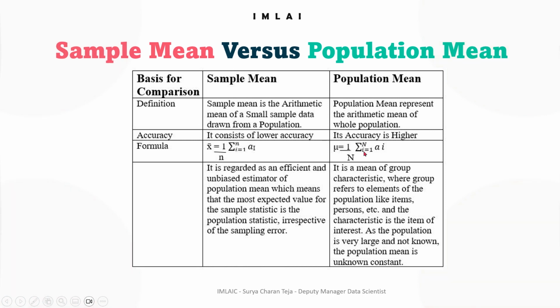Okay. So sample mean is regarded as an efficient and unbiased estimator of population mean, which means that the most expected value for the sample statistic is the population statistic irrespective of the sampling error. So then it's a mean of a group characteristic, where group refers to elements of the population like items, persons, etc., and the characteristic is the item of interest. As the population is very large and not known, the population mean is an unknown constant.